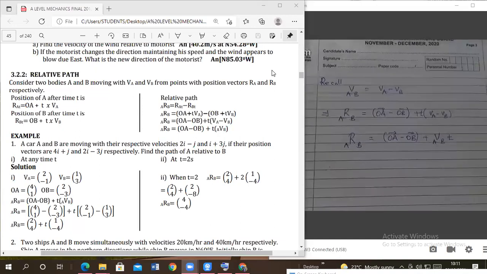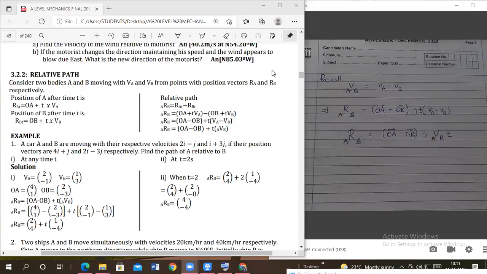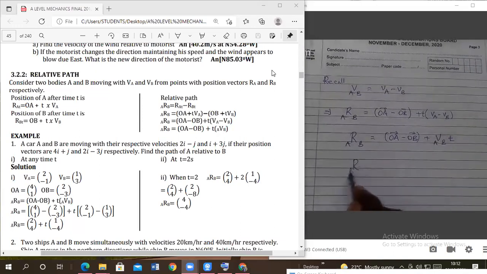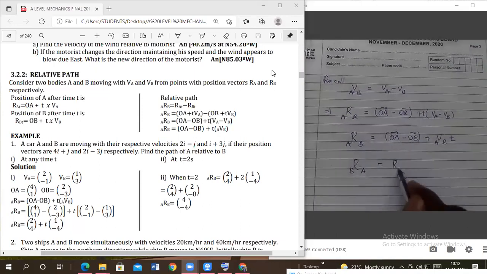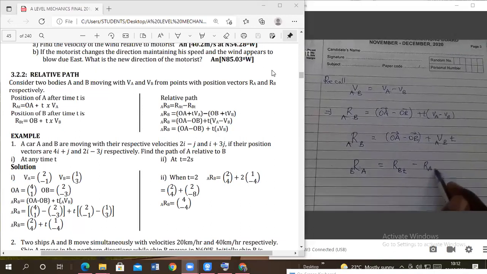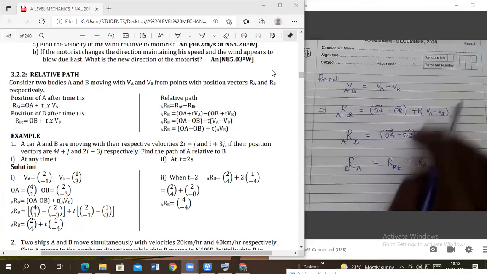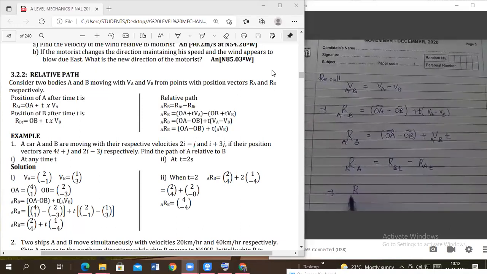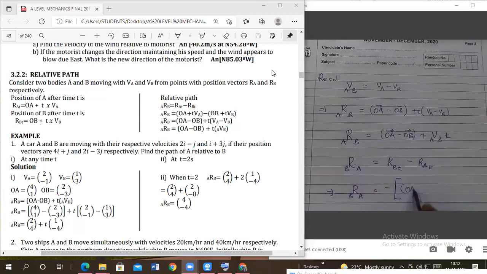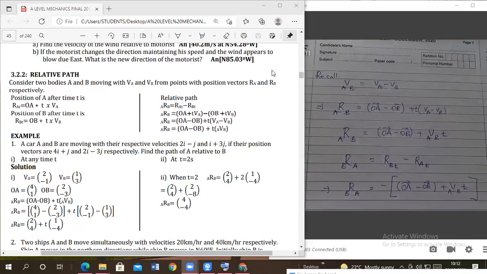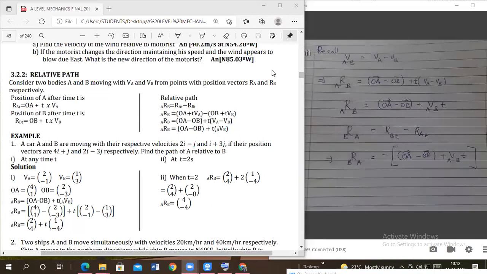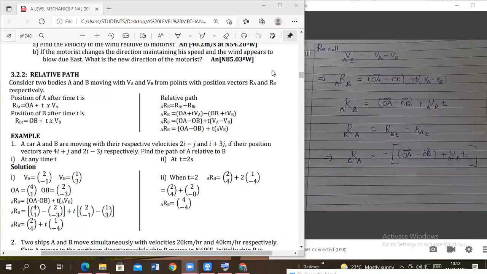So that's how we get relative path. Like we have seen yesterday, if I change the direction, what if they are telling me to find relative path BA? The only difference here is it will be r_B(t) minus r_A(t). We are just reversing the direction. So r_BA will be equal to the negative of that, which is OA minus OB plus v_AB t. Have you seen that, members? So that is the most important thing there.